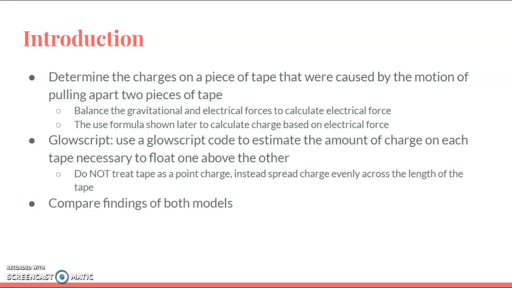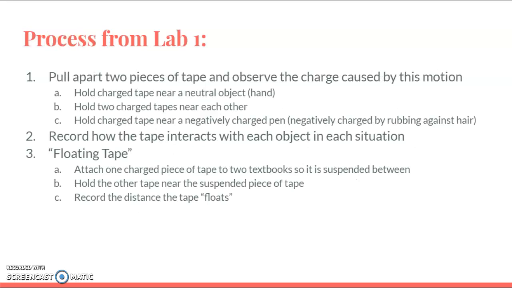However, in this lab, we did not treat tape as a point charge as we did in lab 1. Instead, we spread the charge evenly across the length of tape, broke the tape up into small sections, and used integration methods in order to determine the charge over the piece of tape.